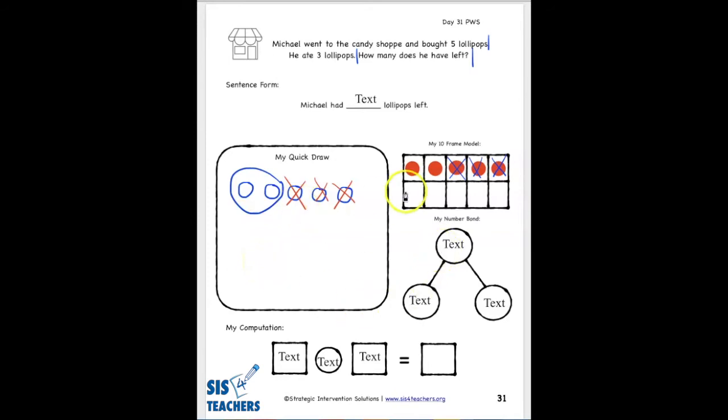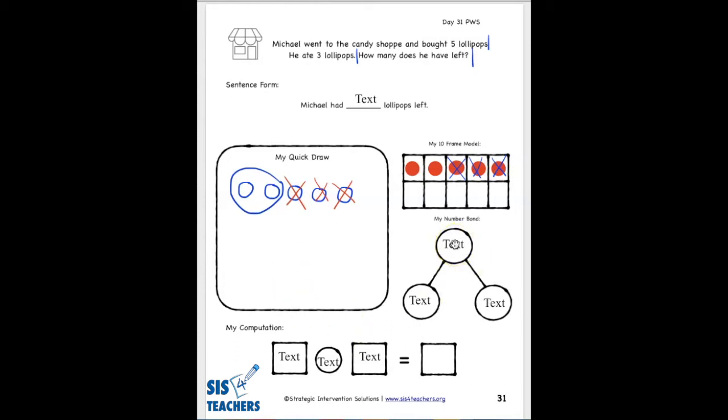The idea here is to get kids over time to do organized drawings, meaning they could label: these three over here were eaten, and this was left. So this could have an E and that could have an L. We're getting them to label what it is they're doing on their drawings. We also offer this in a 10 frame to get kids to keep in that same organized sequence. So I chose to use my red crayon and put in 5 lollipops, and then I crossed off my 3.